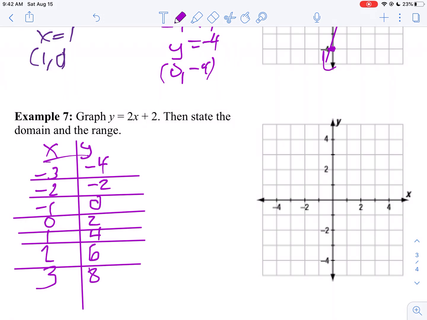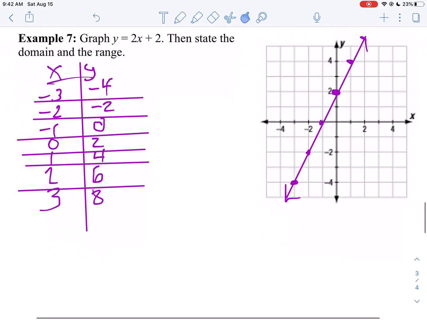So let's graph these points. So negative 3, negative 4. Negative 2, negative 2. Negative 1 and 0. 0 and 2. 1 and 4. And I kind of ran out of room on this graph, so I'll stop there. I'll draw a line going through those points.